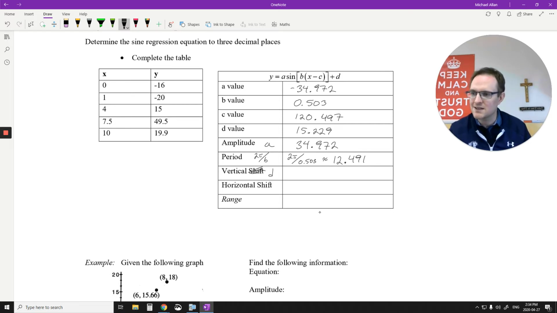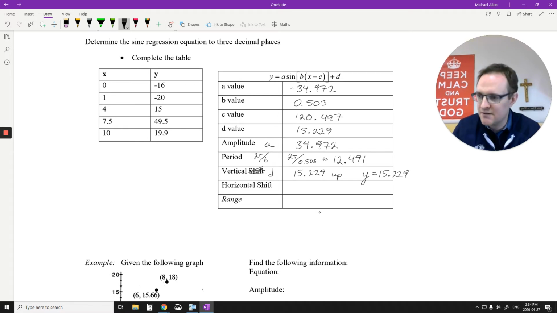Vertical shift, remember that's just your D value. Usually they don't say shift, they say displacement. 15.229 up, because it got moved upwards. They must have put a little upwards in there. This gives us a midline, because it's not specified anywhere. I'm just going to write that right here, that same number.